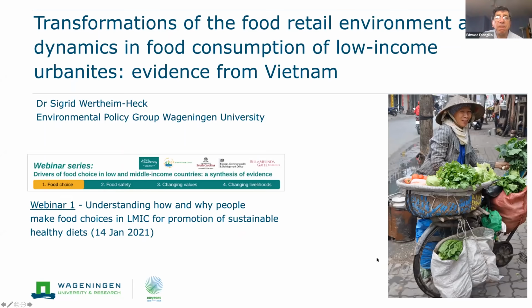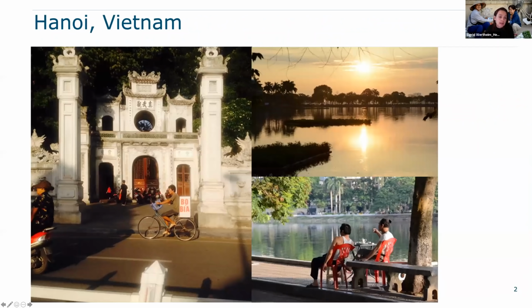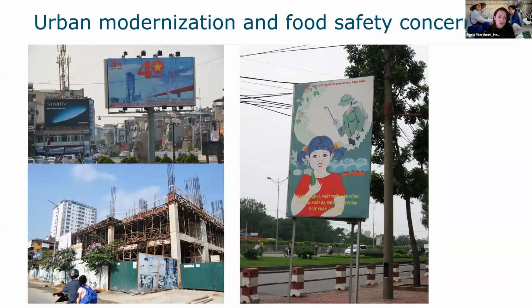Yeah. Thank you all. After a lot of presentations, I will try to wrap up insights from Vietnam. And I'm really happy to take you to the transformation of the food retail environment and the dynamics in food consumption of low-income urbanites in Hanoi. Hanoi is the capital of Vietnam, and it's a very ancient city, as you can see from these pictures, but it's also changing, urbanizing, and modernizing very rapidly.